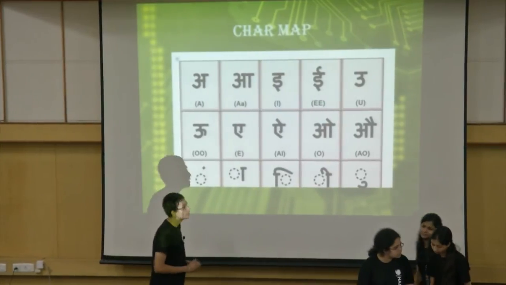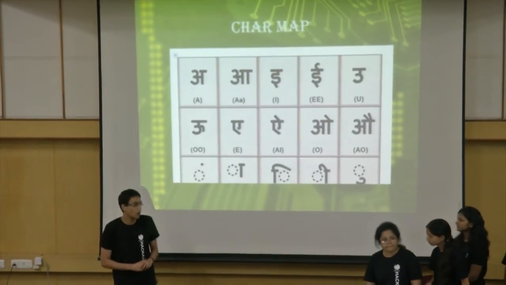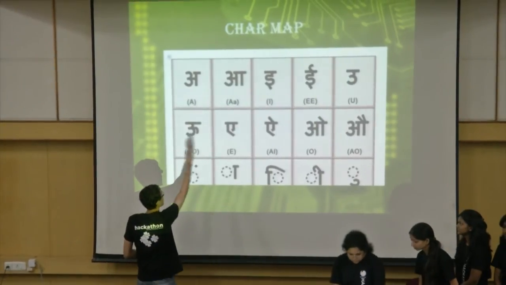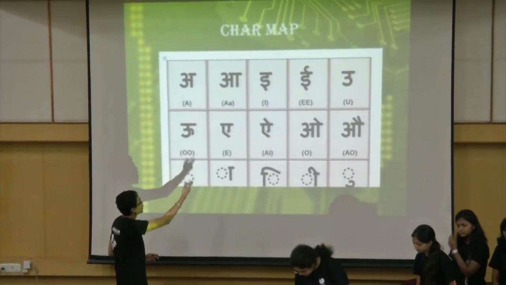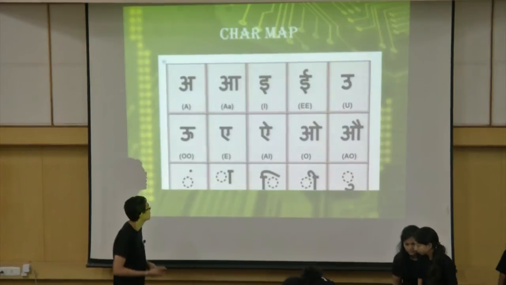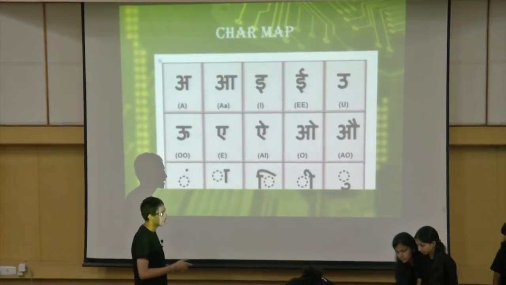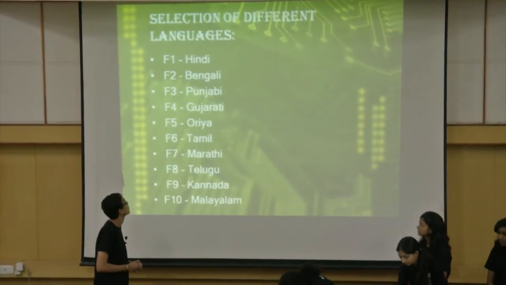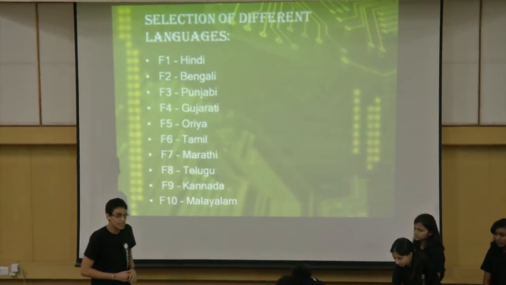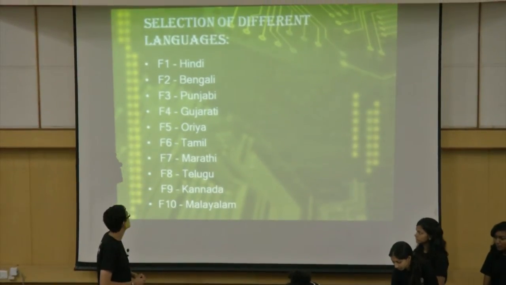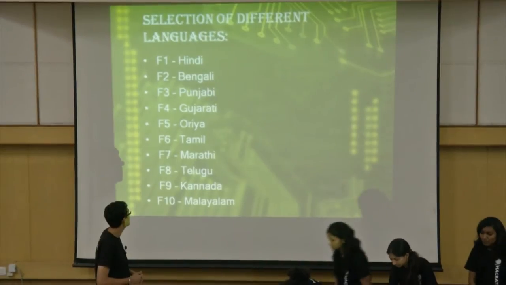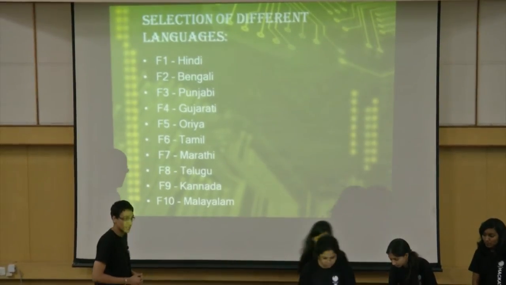We'll be giving the students a character map of all the phones which we have. These are the characters on typing which we'll get the corresponding word on our screens. Next slide please. The languages which we currently support are Hindi, Bengali, Punjabi, Gujarati, Odia, Tamil, Marathi, Telugu, Kannada and Malayalam.